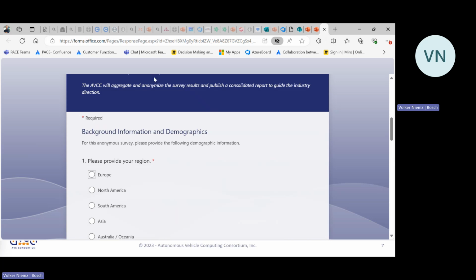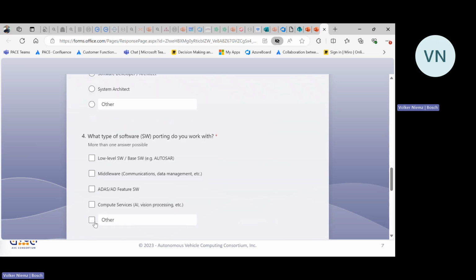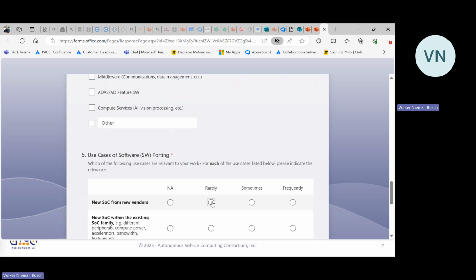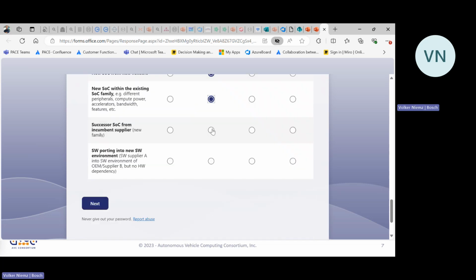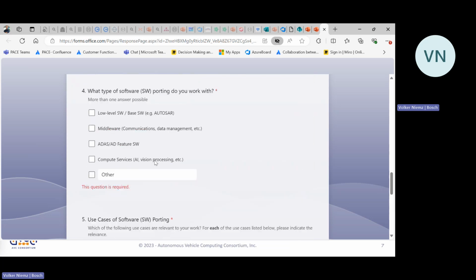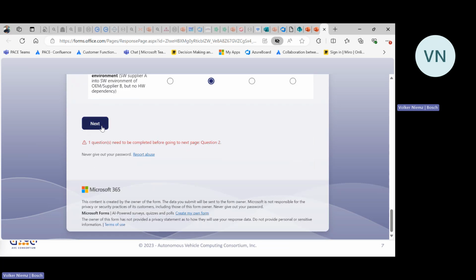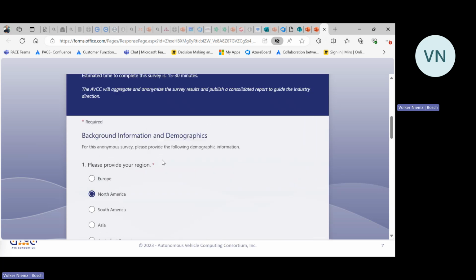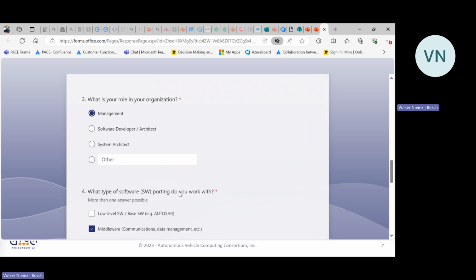Right, effort in person years. Onboarding of low-level software, there's one to four or five person years. I think it only says under 10, 10 to 20, 20 to 30. And then there's retraining of AI networks. So there's a number of questions that ask the responder to quantify effort.